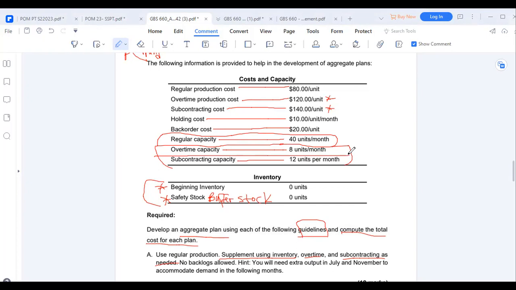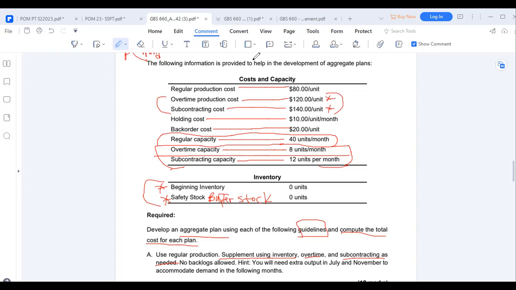So it is cheaper to allow the overtime than the subcontracting, because overtime is $120 per unit and subcontracting is $140 per unit. So this is why we are simply saying overtime is cheaper. That's why we can go for overtime of 8 units, and subcontracting of up to 12 units.